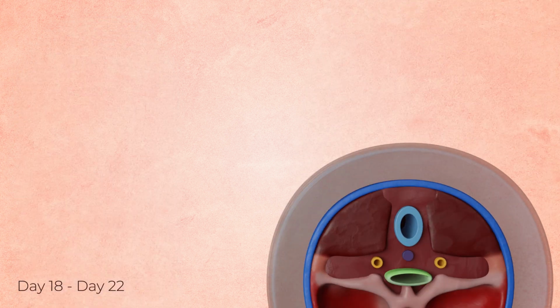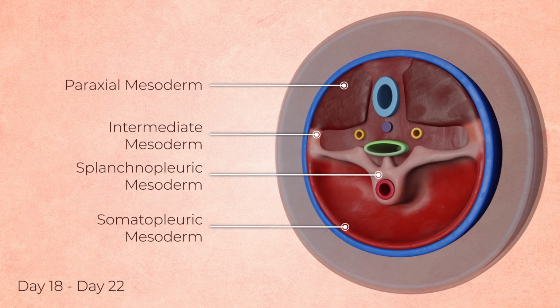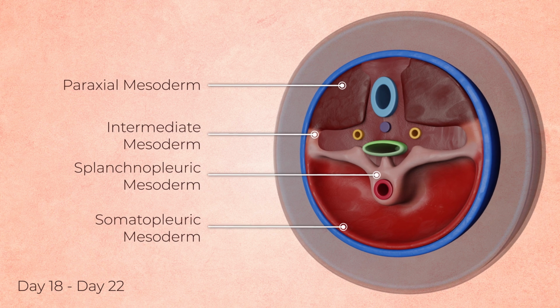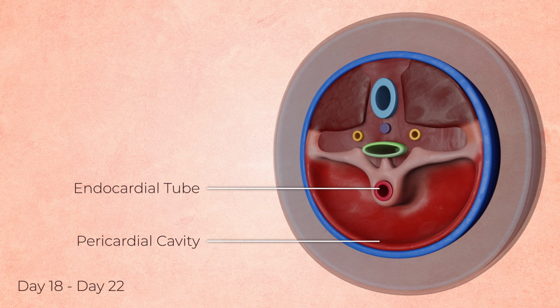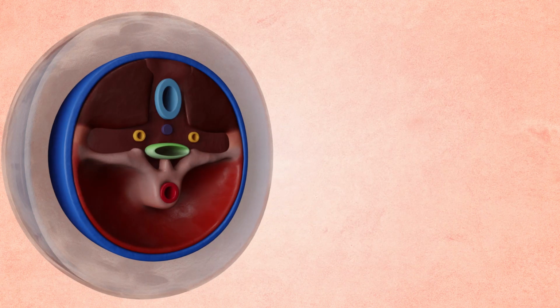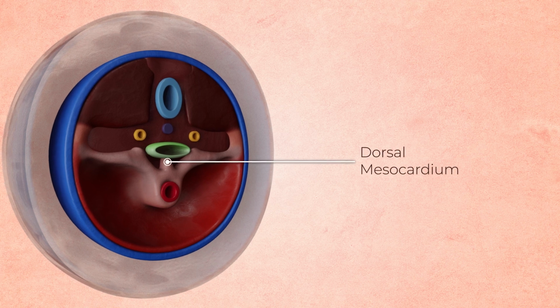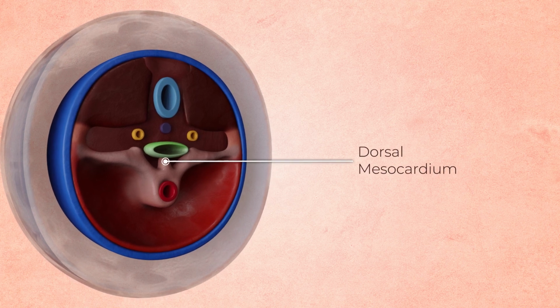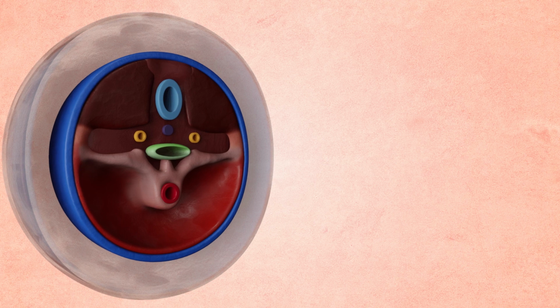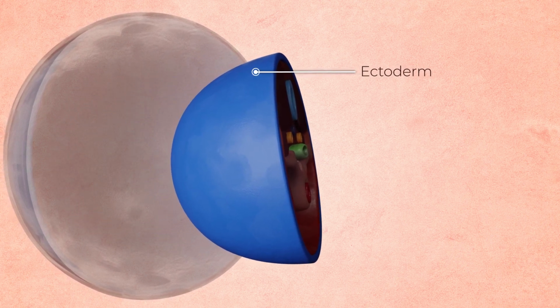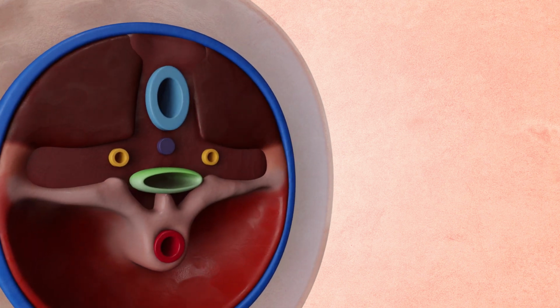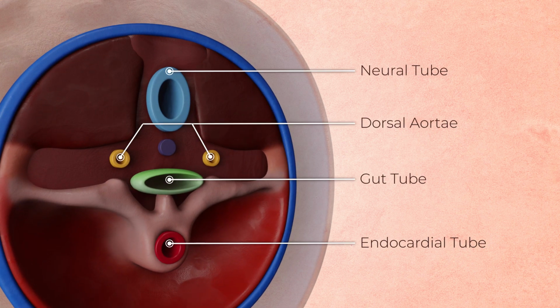Lateral folding of the embryo is completed by day 22 and results in a single endocardial tube within the pericardial cavity. The tube is initially attached to the dorsal side of the pericardial cavity by a fold of mesodermal tissue, the dorsal mesocardium. Here we can visualize the ectoderm covering the entire embryo, formation of the neural tube, endocardial tube, dorsal aortae, and the endoderm lining the gut tube.